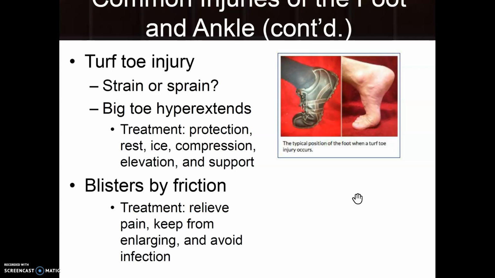When they're ready to return from a turf toe injury, there's actually a turf toe tape job that we've kind of read about, and some of you have actually practiced.